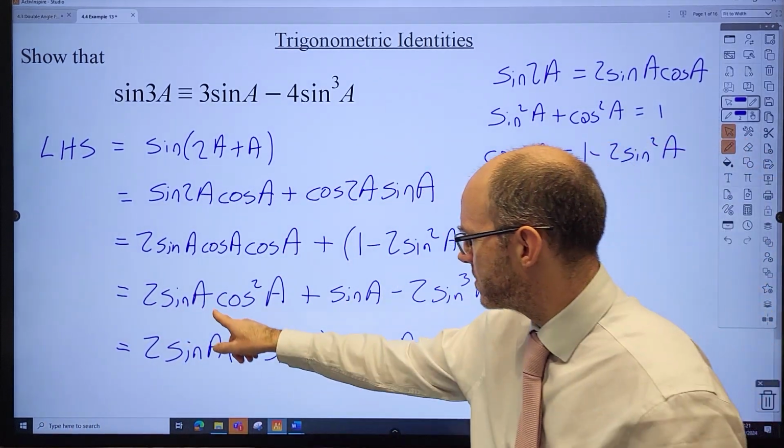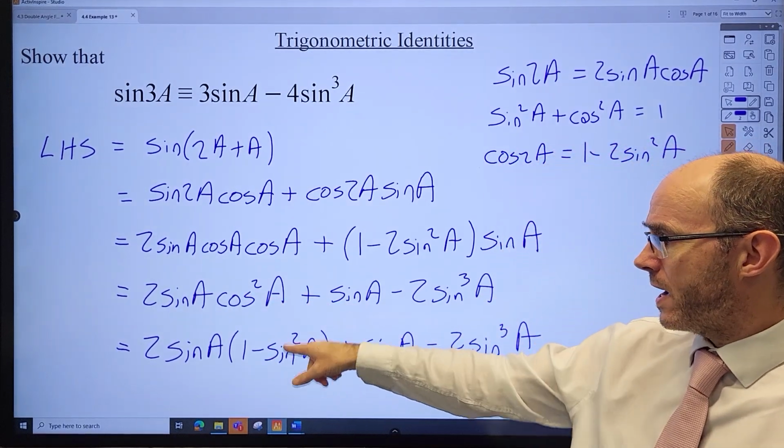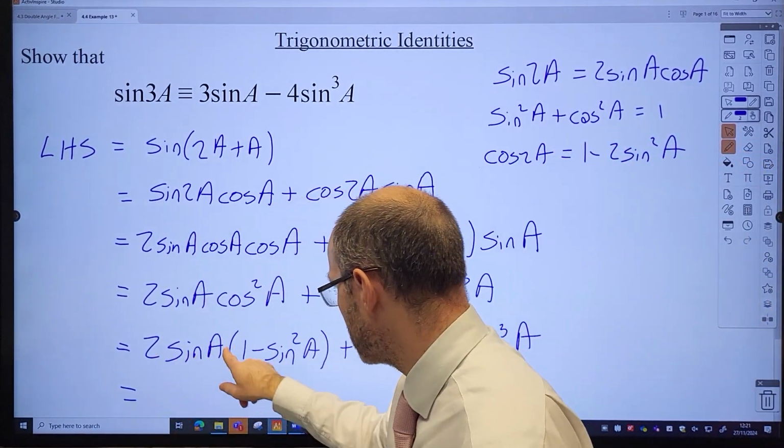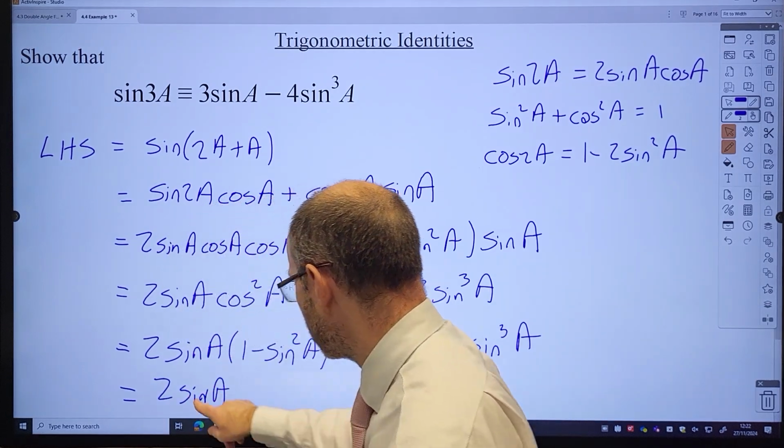So here we go. This is exactly the same, just replacing that with 1 minus sine squared A. And then expand the brackets. So 2 sine A, 2 sine A. That's looking a bit nasty.